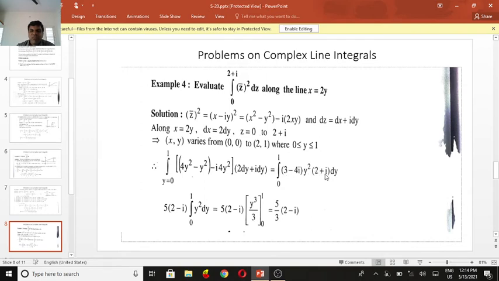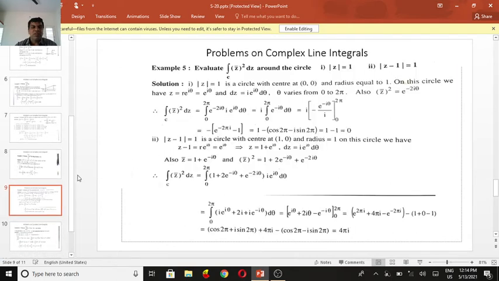This is a constant, we take outside: 5 times of 2 minus i we get. So integral of 0 to 1 y square dy. So again simplifying, 5 times of (2 minus i), integrating y square with respect to y we get y cube by 3, varies from 0 to 1. That is 5 by 3 times (2 minus i). That is the value of the given integral.